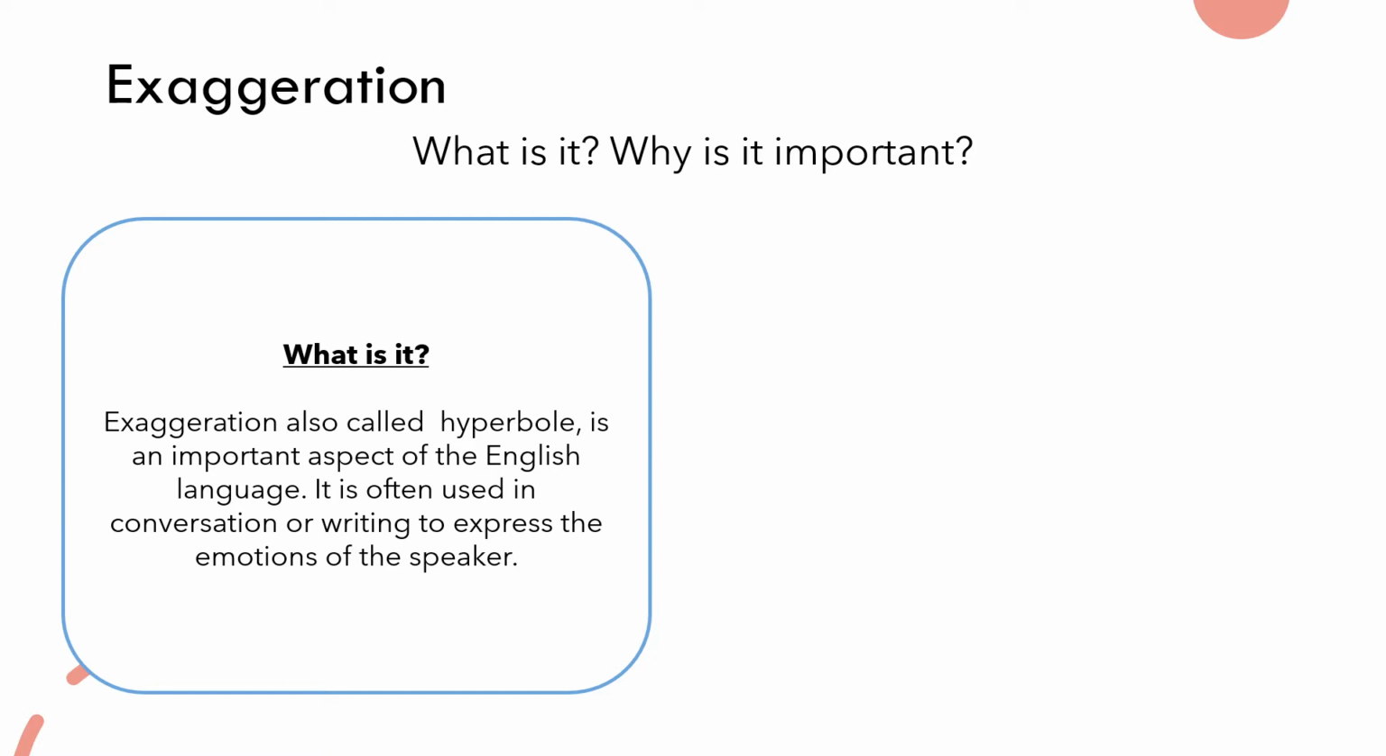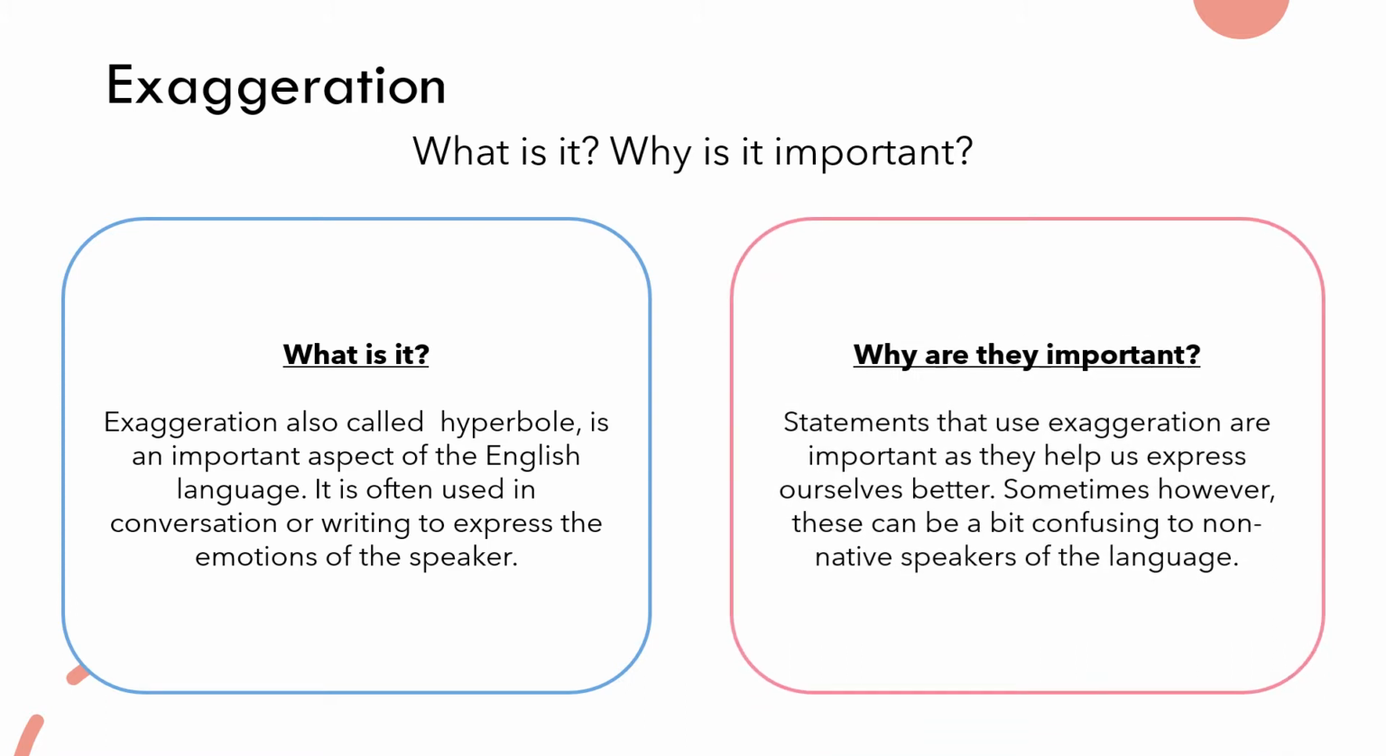Now we often use exaggeration because that really helps get across the emotions of how we're really feeling in that situation. So these are important because statements where we use exaggeration help us to express ourselves a bit better. Sometimes, however, these can be a bit confusing to non-native speakers of the language. So you might hear these things in everyday conversations and they might seem a little bit confusing if you're not someone who's been speaking the English language for a long time. So we're going to have a look now at a few of the common phrases that we use and a few of the things we exaggerate in our everyday lives.